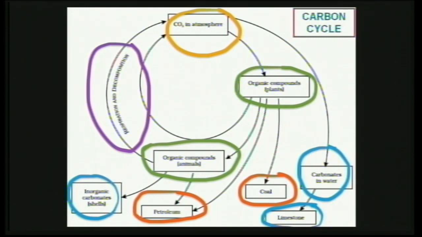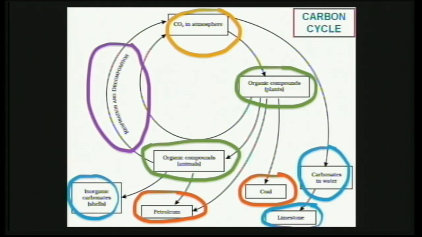Then from there, as they can see, all kinds of arrows are coming out. Some of those arrows are going back to the atmosphere. Some of those arrows are coming to the organic compounds, to the animals. That means that animals are feeding on the plants, because of which the carbon that is present in the plants is now transferred into the animals.